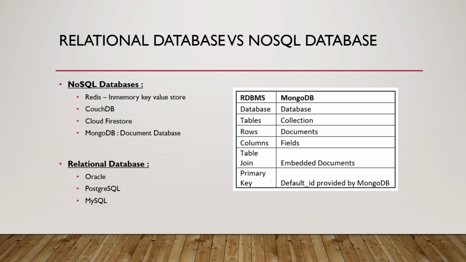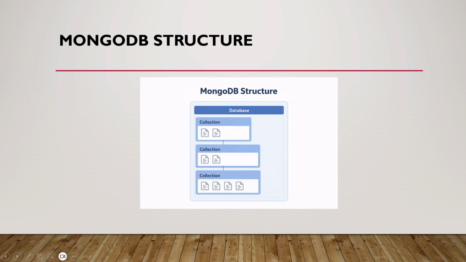If you see, in RDBMS and MongoDB, both have a database. In RDBMS it's called tables, and over here it is called collections. Tables have rows in them, collections have documents in them, rows have columns in them, documents have fields in them. Table joining is done in RDBMS, but in MongoDB you can embed documents. For the primary key, MongoDB provides a default ID for each and every document. So this is the MongoDB structure.